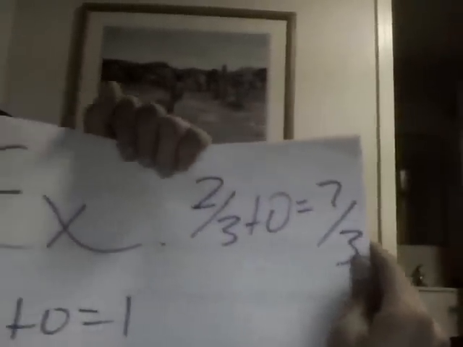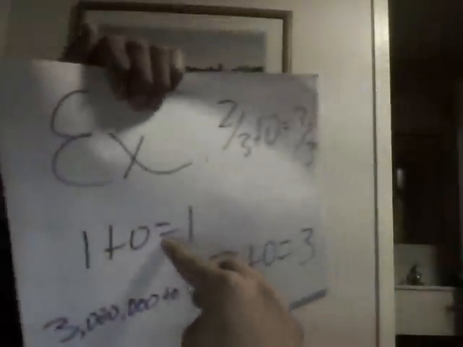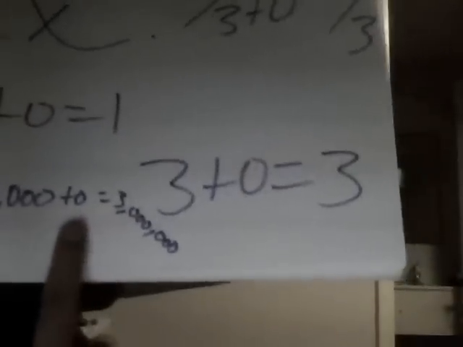So here you go, there's 2/3 plus 0, which still equals 2/3. Nothing happens. You're adding nothing. Oh, and then there's also 1 plus 0, then you get 1 again. Or it could be 3 million plus 0, and you still get 3 million. Or 3 plus 0, and you still get 3. It's all the same thing.